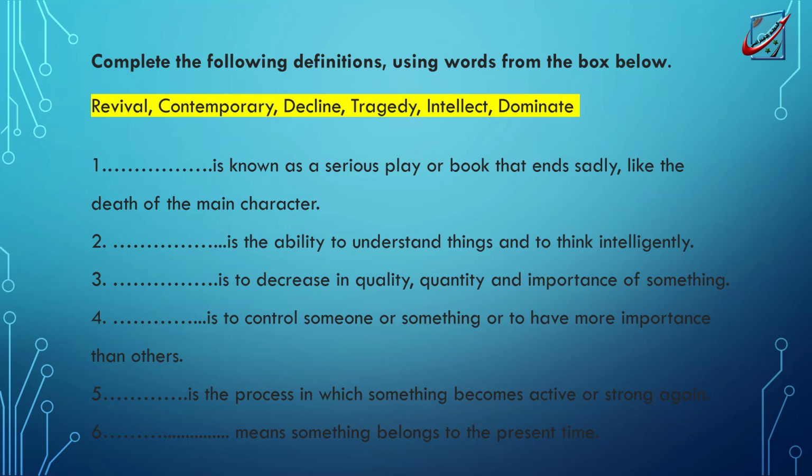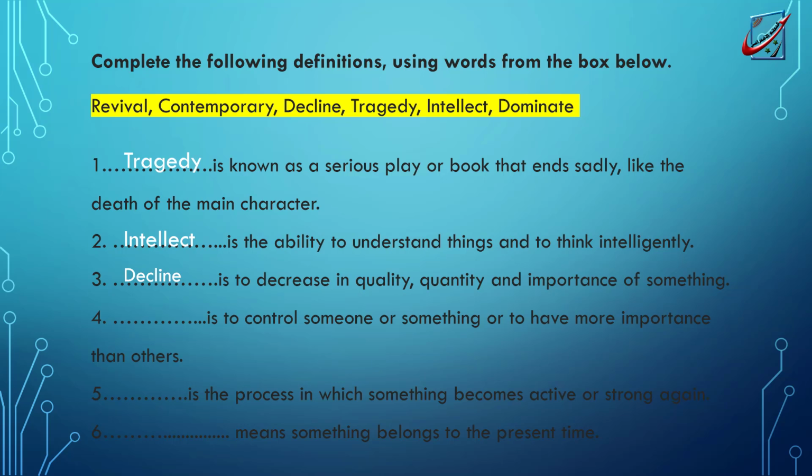Now, the first definition, I'll give you just 1 minute to think and guess. What's this definition about? It is known as a serious play or a book that ends sadly, like with the death of the main character. Well, fine. It's a tragedy. Now, the following one is the ability to understand things and to think intelligently. What is it? It's intellect. Something connected with thinking. The third one is to decrease in quality, quantity, and importance of something. What is it? Look at the box, the yellow one above. It's decline.